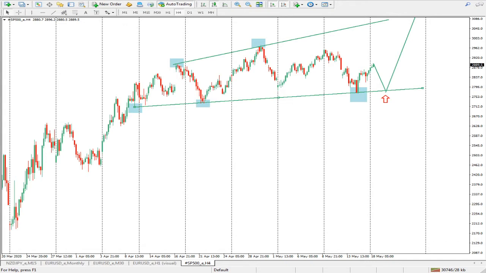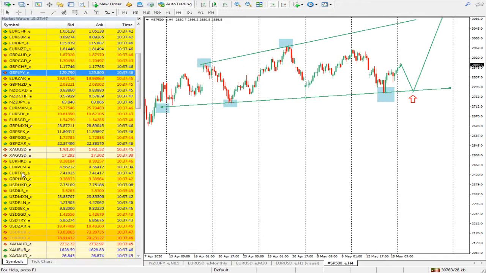If you've not bought it already, wait for that retracement or look for buy positions, and expect those positions to push price much higher. So we'll move forward. Let's see what we have on our next symbol. We look at this Brent oil.